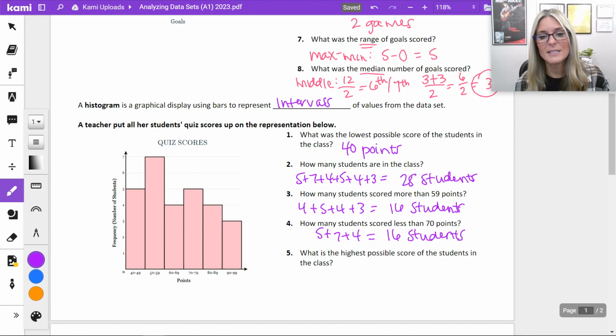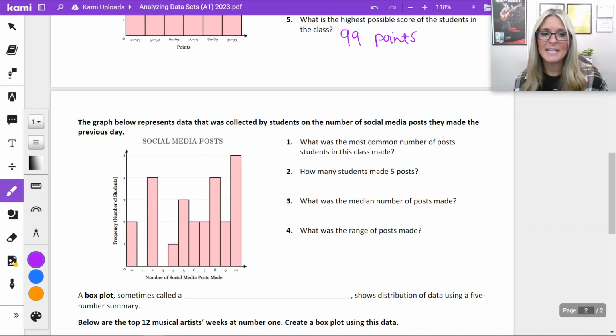And number 5, what's the highest possible score of the students in the class? Looking at our intervals here at the bottom, the highest that they have recorded is a 99. Another example with a histogram: this graph represents data collected by students on the number of social media posts that they made the previous day.